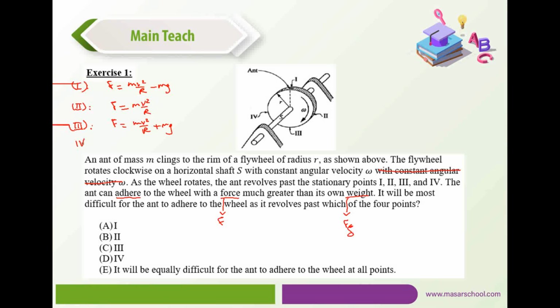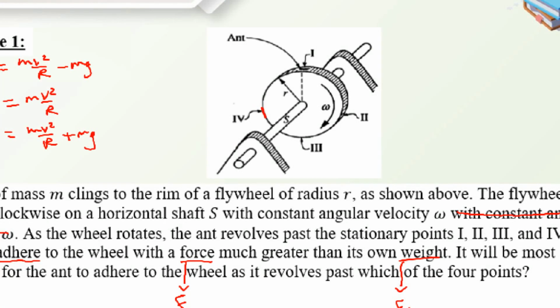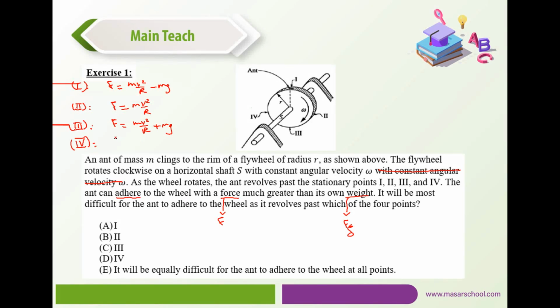For the fourth point, which is the point on the left, the pull of gravity is down and the adhering force is to the right, so toward the center, that would be F equals mv square over r.